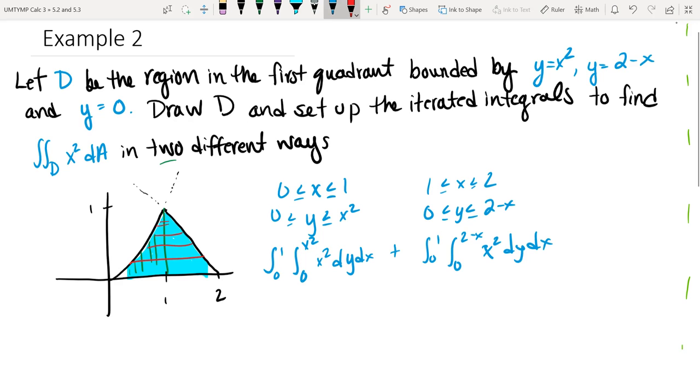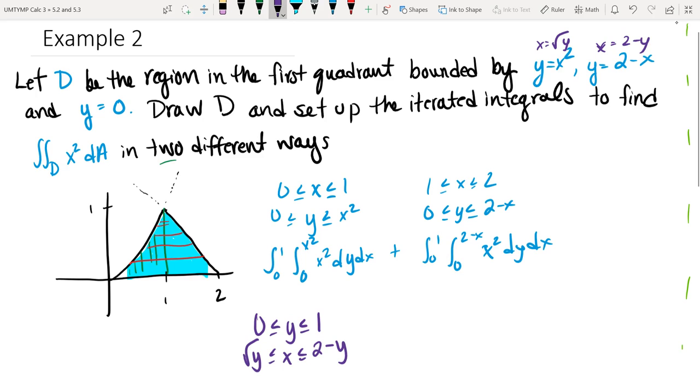In that case, I'll do this in purple. I'm setting this up as y first. So y is bounded between 0 and 1, those are my constants. And x then needs to be bounded by two continuous functions. On the upper, it is bounded by 2 minus y, and on the lower, it is bounded by the square root of y. Again, x is the positive square root of y, and rearranging, x is equal to 2 minus y.